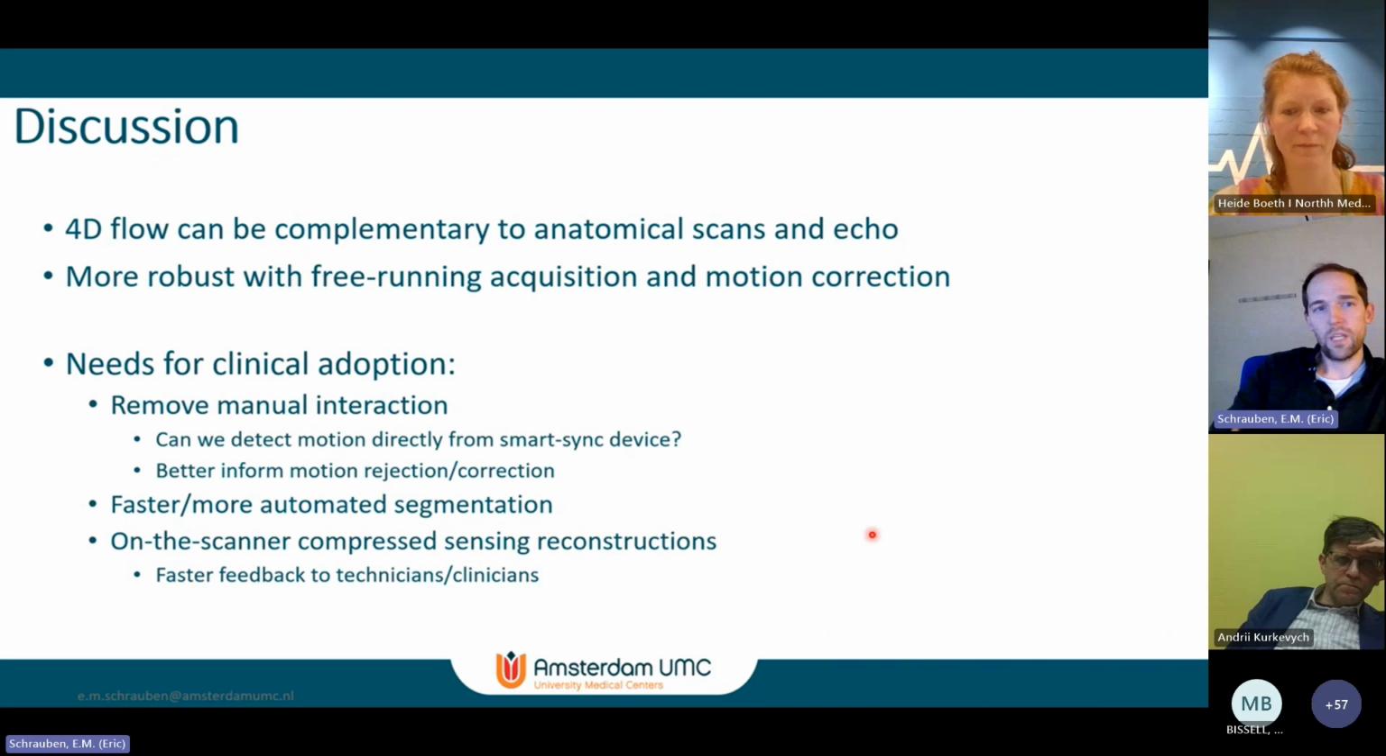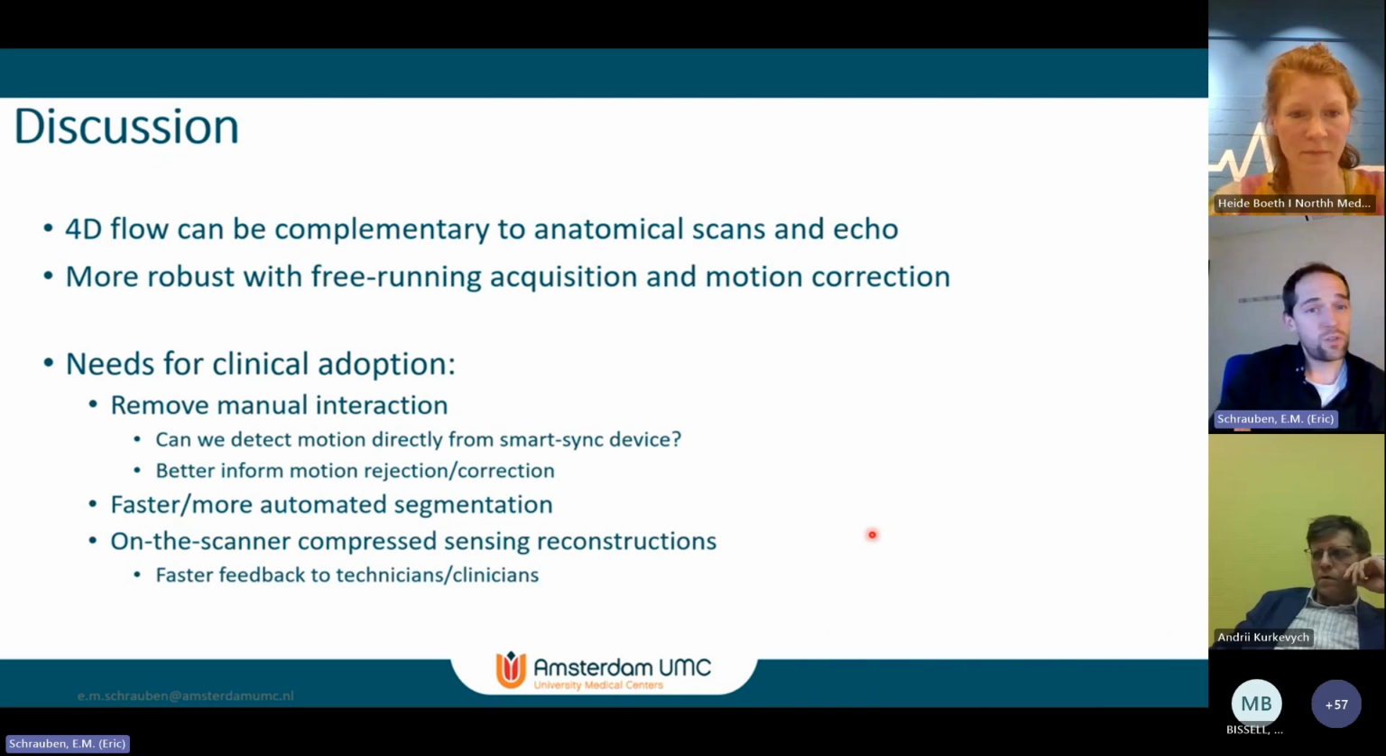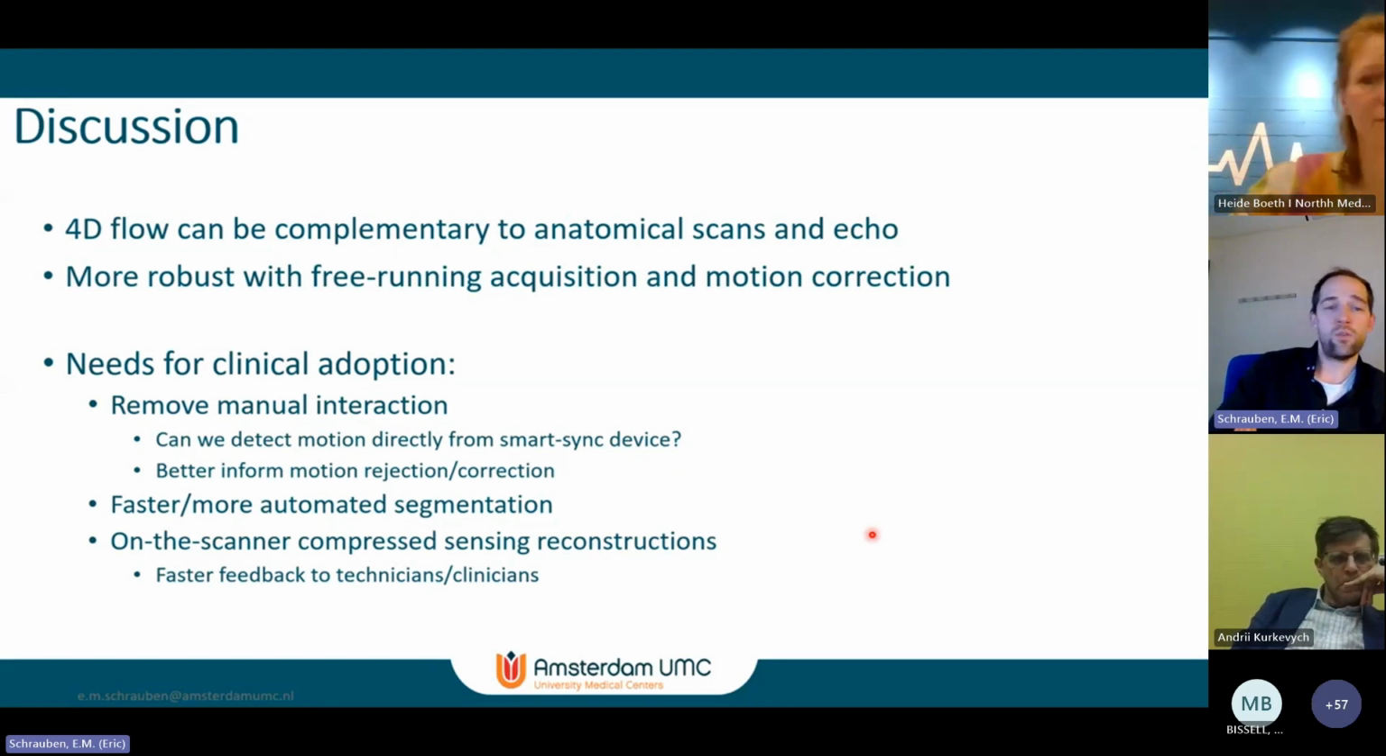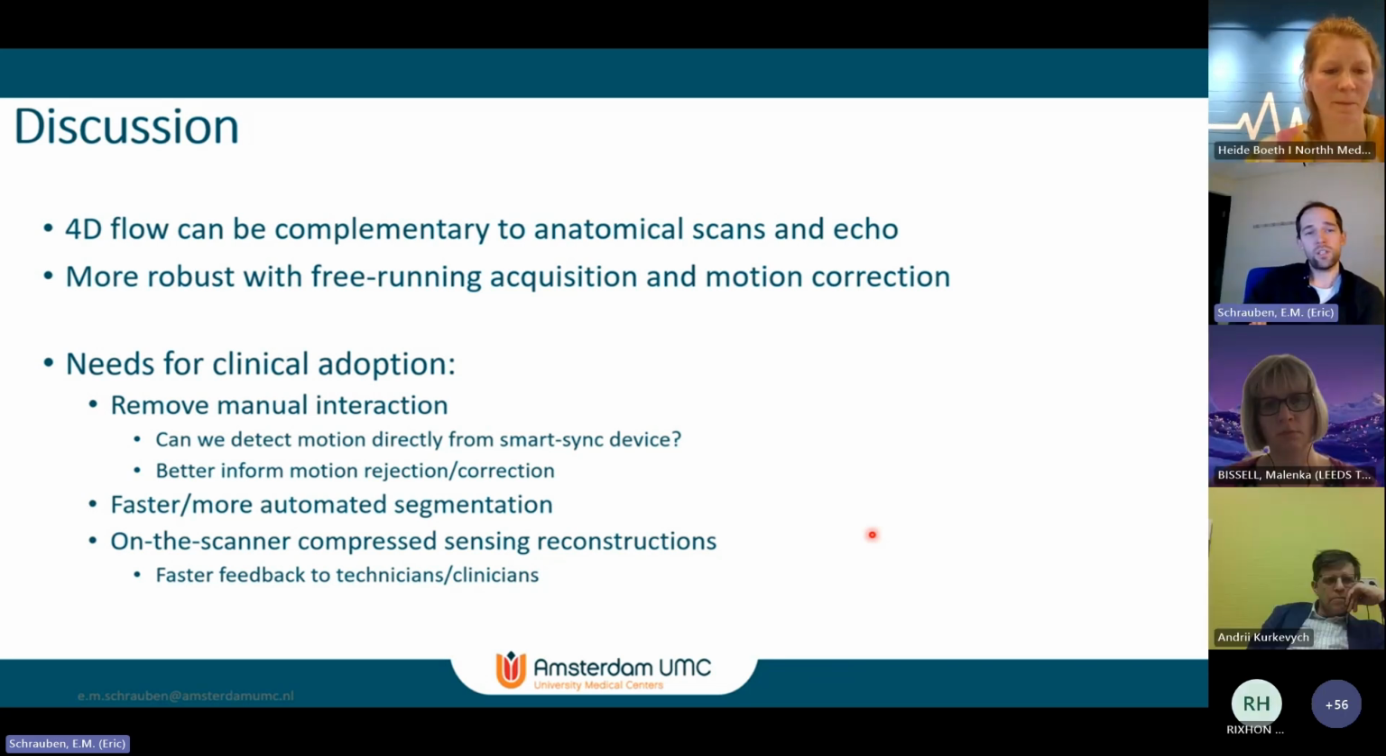So I hope that I've shown you that 4D flow can be complementary to anatomical scans and echo, and that it can be made more robust with this combination of a free-running acquisition and motion correction. I think there are quite a few needs in order to clinically adopt this, including removing the manual interaction to identify and correct or reject motion. And we hope to use the SmartSync device for this in the future.